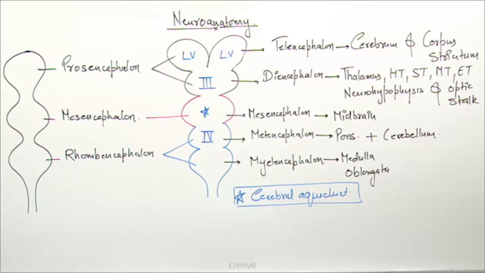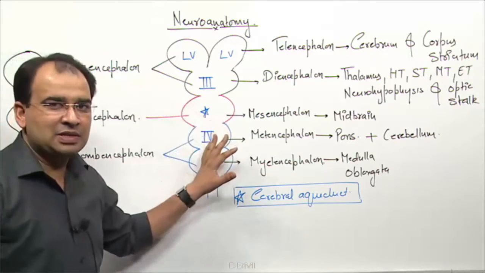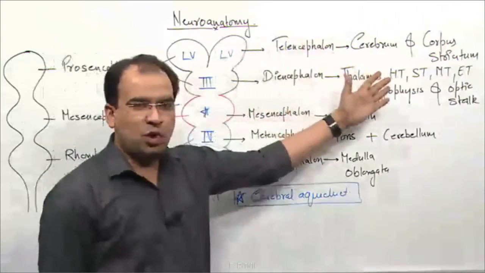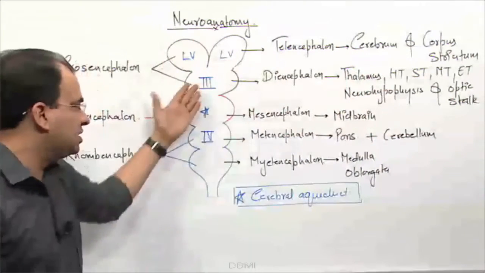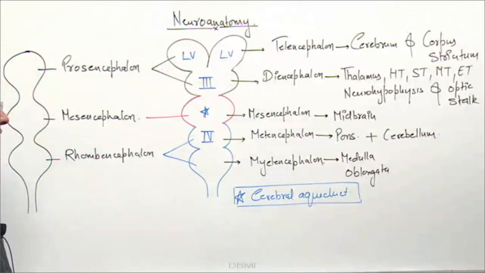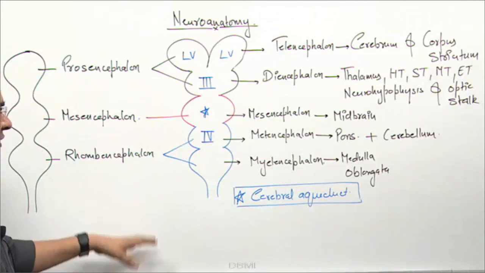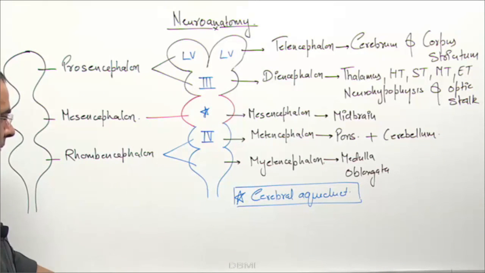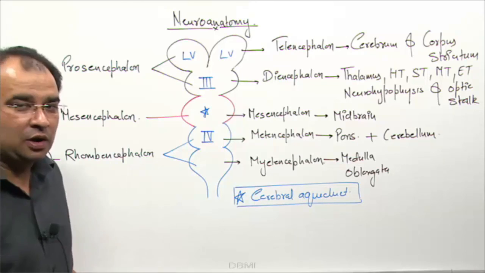So this is about the derivatives of the brain vesicles, the primary converted into secondary brain vesicles. The secondary brain vesicles gave rise to all these structures, and the cavity inside formed the ventricular system: the third ventricle, the fourth ventricle, the lateral ventricles, and the cerebral aqueduct or aqueduct of Sylvius.